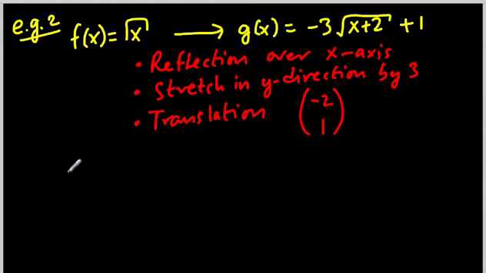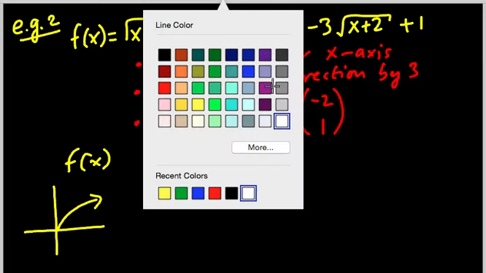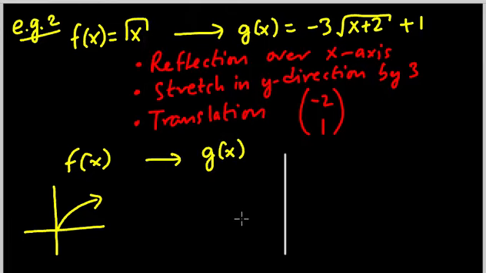Once again, we have f of x, and we're going to g of x, and I'm going to use these 3 instructions that we've written down to help us plot it. So f of x is going to look like that. Now we're going to use that to help us determine what g of x looks like. Let me draw some proper axes. There we go. Here's our original function, f of x, which is the square root of x.